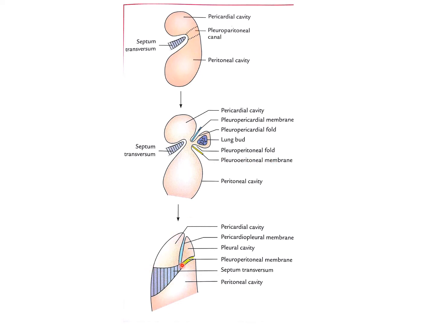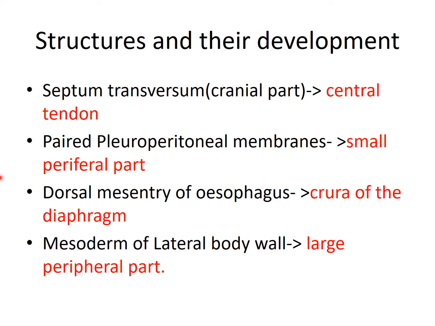Here you can see further development where the folds become membranes. We call them the pericardio-pleural membrane and the pleuroperitoneal membrane. The current slide tells you about the embryonic structures and their derivatives that form the parts of the diaphragm.